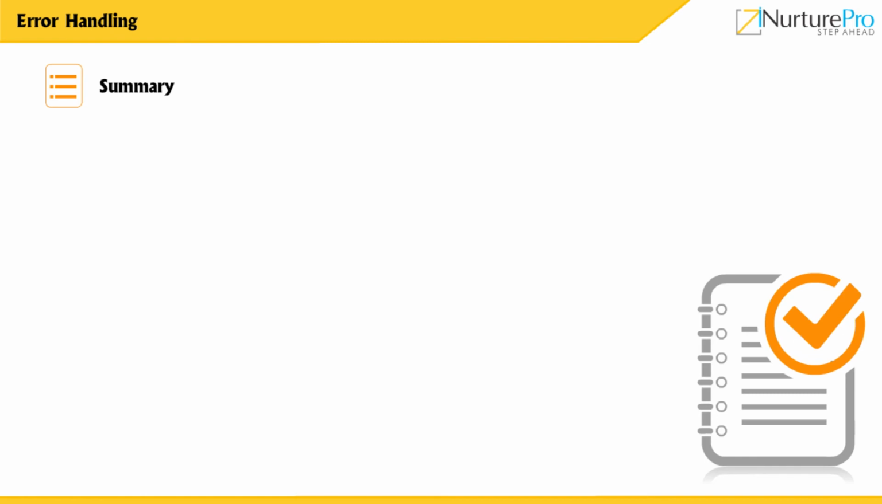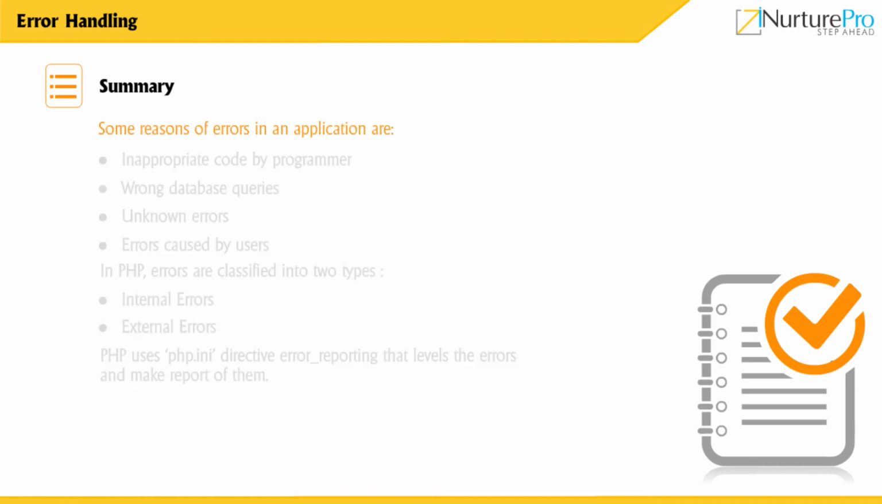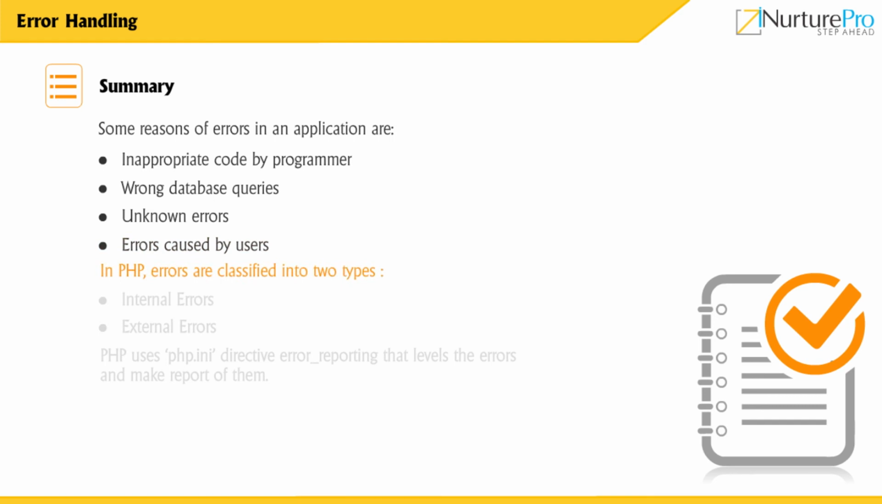Let's have a quick recap on what we discussed. Some reasons for errors in an application are inappropriate code by the programmer, wrong database queries, unknown errors, and errors caused by users. In PHP, errors are classified into two types: internal errors and external errors. PHP uses the php.ini directive error_reporting that levels the errors and makes a report of them.